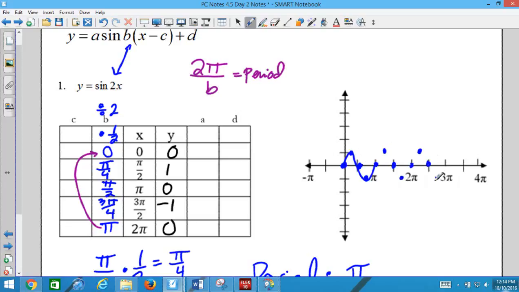There's so many. How many more dots than the original one? Twice as many, thank you very much.